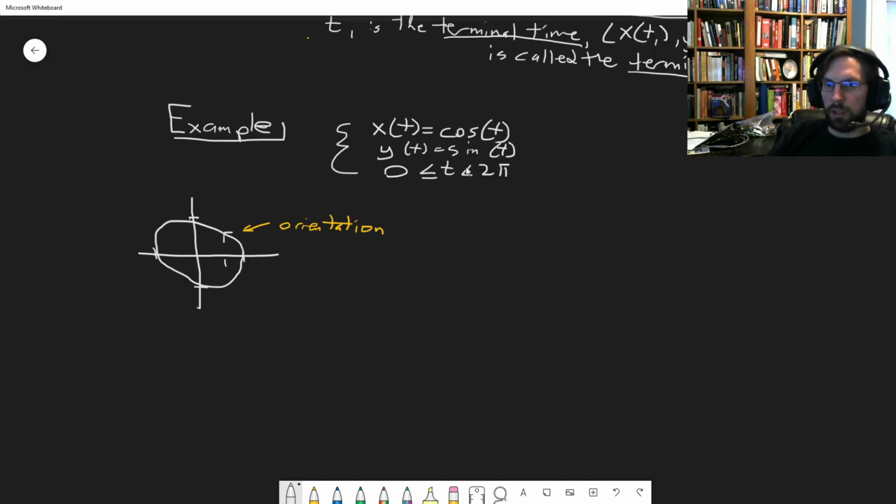Okay, so if I were to switch sine and cosine here, or replace cosine with minus cosine, I end up with the exact same curve. It's just going to be oriented clockwise instead of counterclockwise.